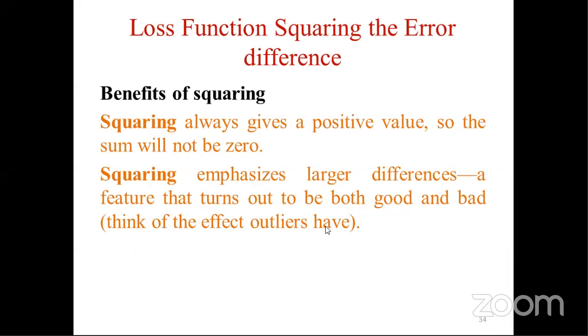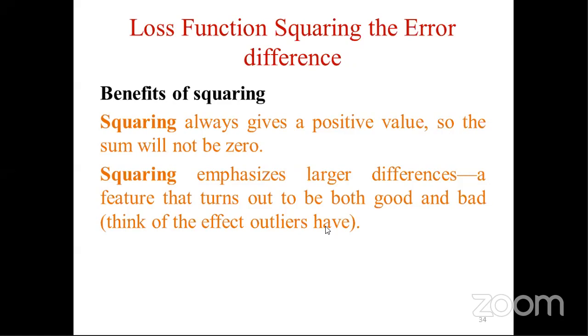Then one more thing we'll be talking about is the error function. In the error function, most of the time we will be using the method called squaring. So try to understand, whenever you have (x1 - x2) whole squared, what is the advantage of this squaring? Squaring always gives a positive value, so the sum will not be zero. And the other thing is it won't give you a bad negative value. So squaring emphasizes a larger difference. That is important for you.